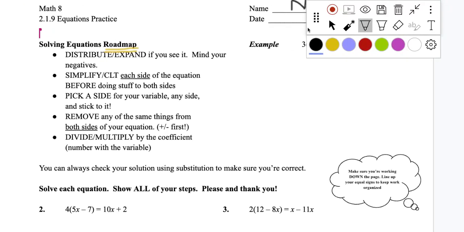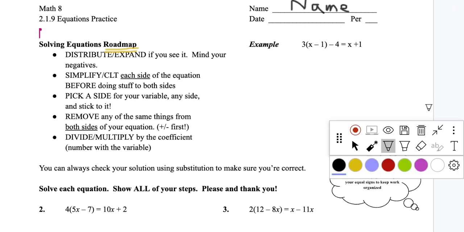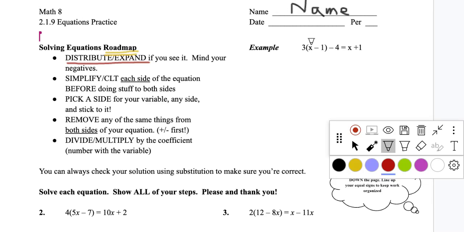Example problem number 1. Okay, so we're going to go ahead and begin. It says step 1, distribute and expand if you see it. So if you see parentheses, you're going to want to distribute. And it says mind your negatives. That means if you have negatives, the negative also needs to be included. So right here we have our distribution of 3 into this parentheses. That means that everything inside of there will need to be distributed by 3.